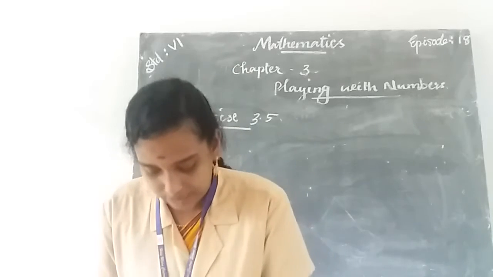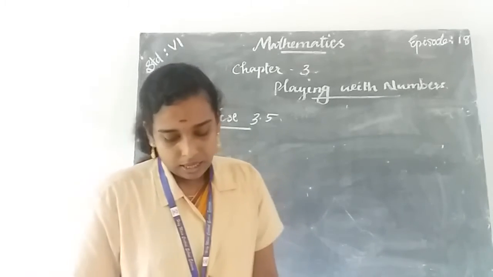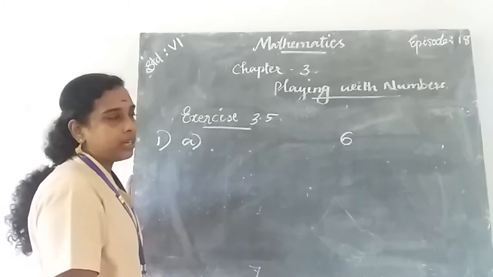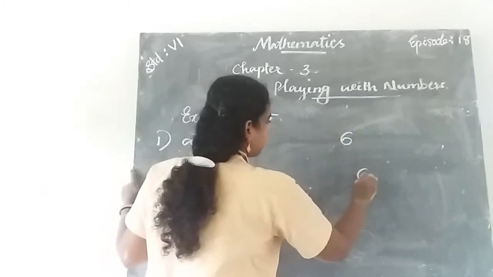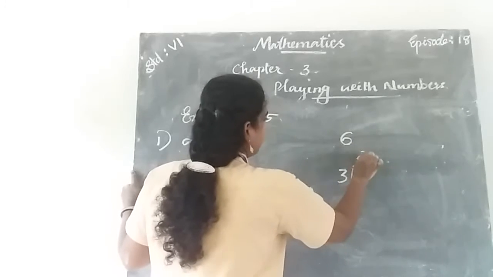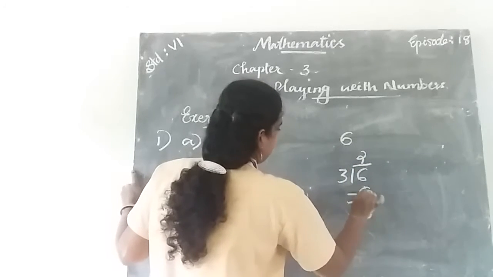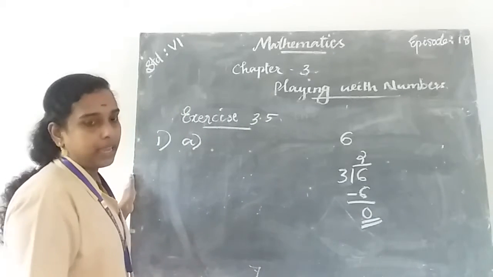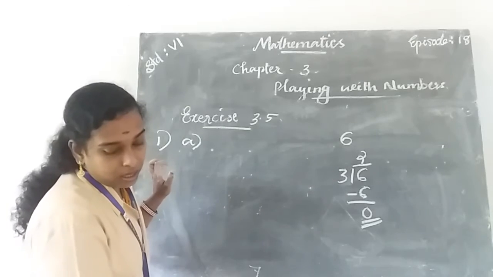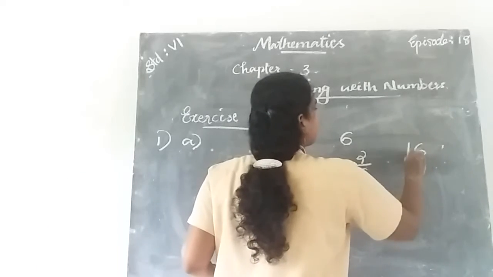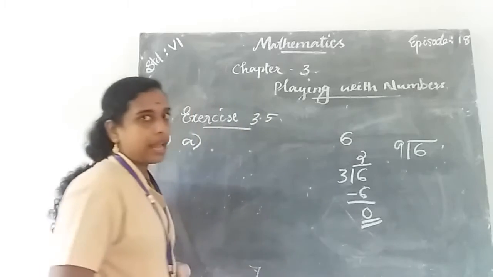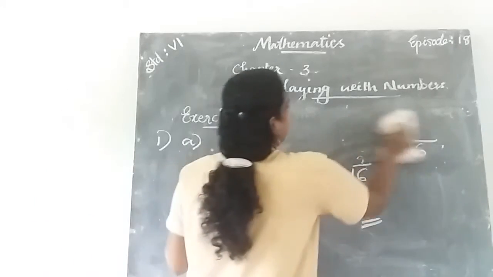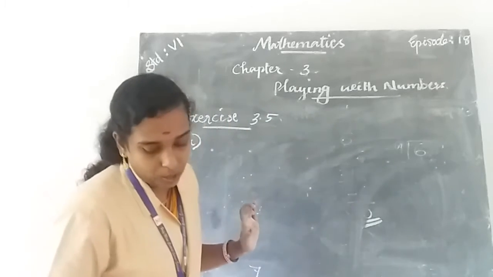Is it true or false? It's false. We can take 6 as the number. 6 can be divisible by 3. 6 by 3, we get 2 3s are 6. We get the remainder 0. So we can say that 6 is divisible by 3. And 6 is not divisible by 9. 6 is less than 9. So we can say that 6 is not divisible by 9. So this statement is false.